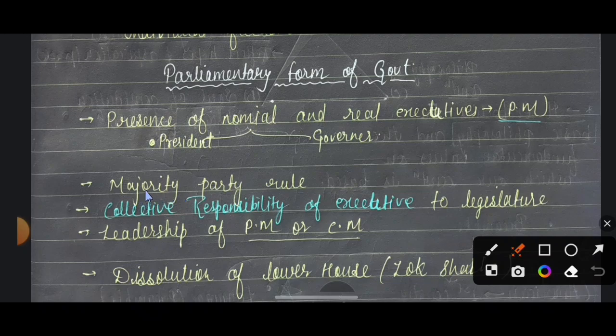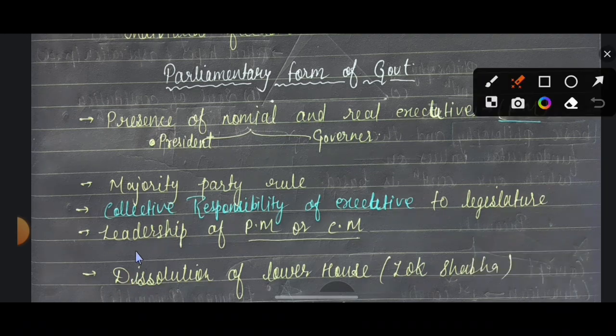The second point is majority party rule. It also proves that India has a parliamentary form of government. The third point is the collective responsibility of the executive to the legislature. Executive means the persons who execute the law, for example our prime minister, chief minister, governor, IAS, IPS. And legislature means those who make the law, for example our Lok Sabha, Rajya Sabha, and the president. This point simply means that ministers are responsible to the legislature for the results of their decisions.